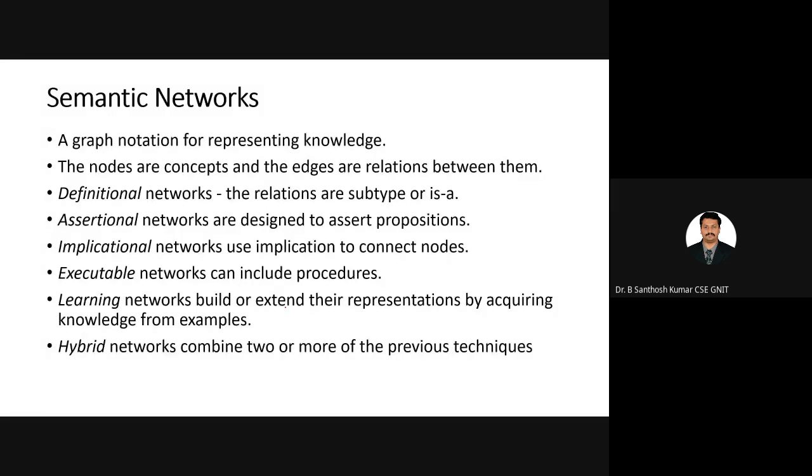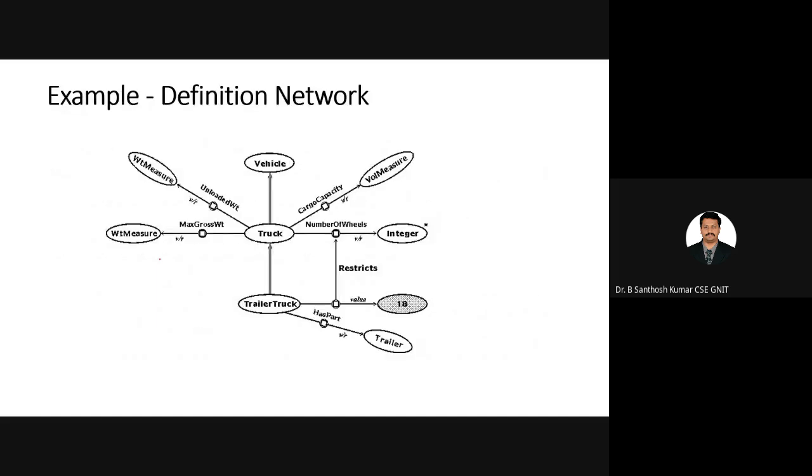Then the next one is a hybrid network, which combines two or more of the previous types. It may be a combination of definitional and assertional networks, or definitional and implication. Like that, any two or more methods we combine, and it is called a hybrid network. Here some example is given.